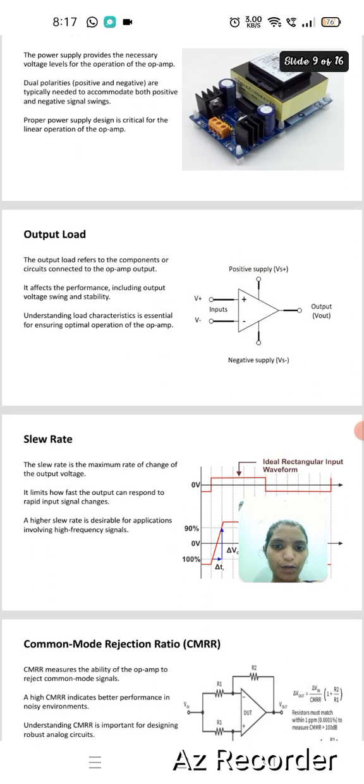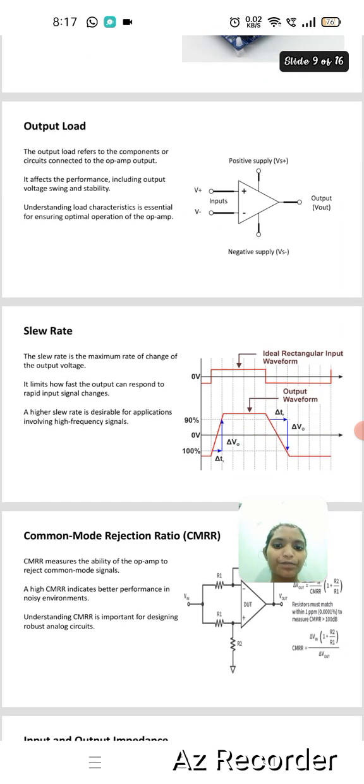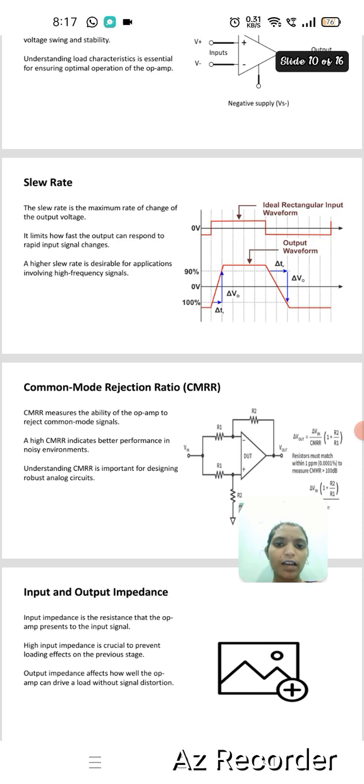Output load. The output load refers to the component or circuit connected to the op-amp output. This is the negative supply of the output load. It affects the performance, including output voltage swings and stability. Understanding load characteristics is essential for ensuring optimal operation of the op-amp. Slew rate. This is the expression, and we need to learn slew rate. It is the most important topic in this introduction.